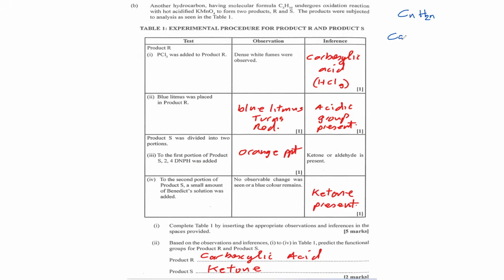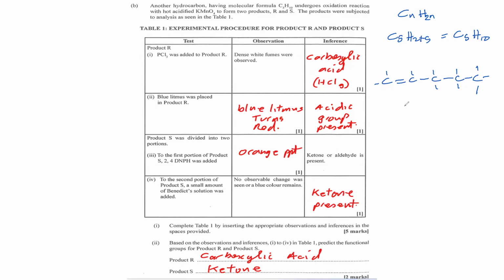So C5, H2 times 5 is equal to C5H10. However, in order to get a carboxylic acid and a ketone, we cannot use a straight chain alkene. So we cannot use a straight chain alkene.